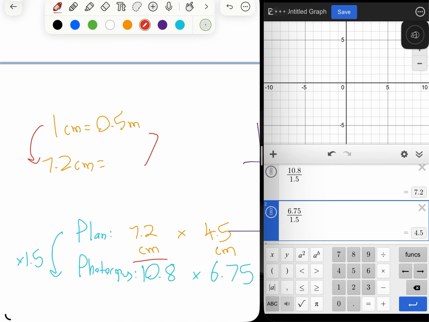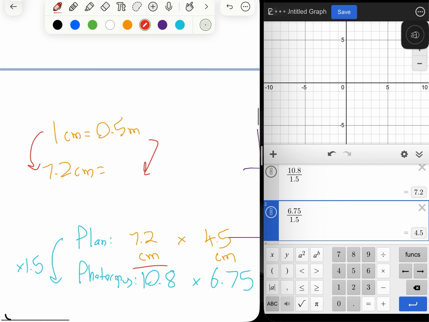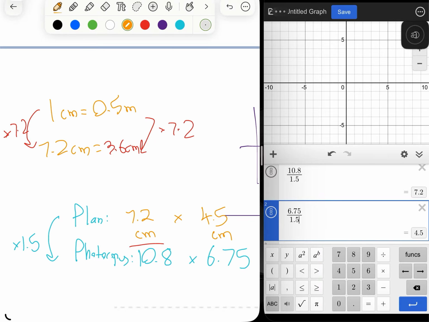well, because this is proportional, you multiply by 7.2 here, so you also have to multiply by 7.2 here. So once you do that, you get 3.6. Likewise, that 4.5 centimeters, you multiply by 4.5 here, you also multiply by 4.5 here, so you get 2.25. Oh yeah, and this is actually meters, because we're converting to meters.